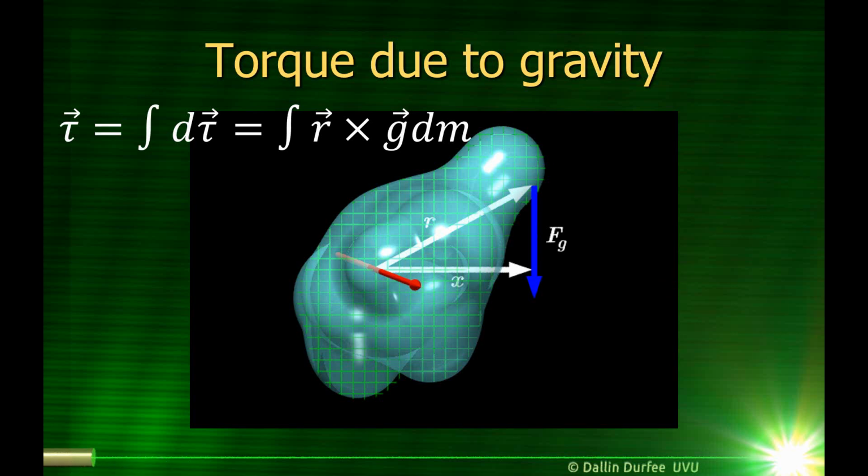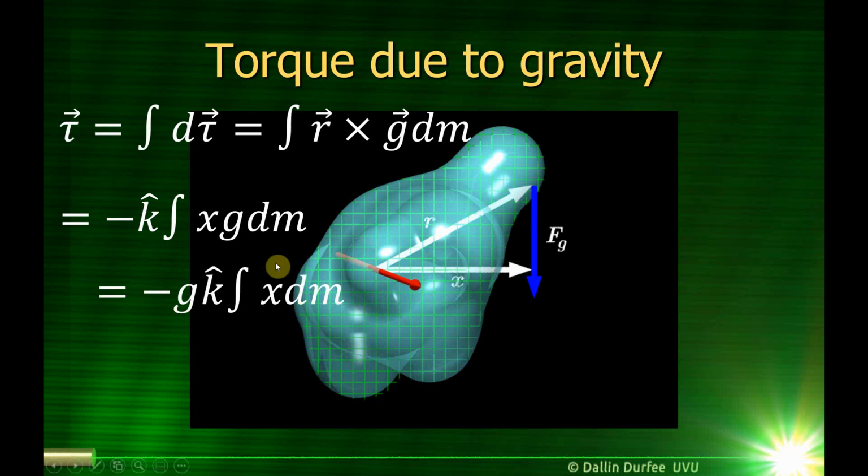Remember, we can find the magnitude of torque by r F sine theta, or just r perpendicular times the force. So the torque due to gravity from this piece produces a torque in the negative z direction, so I'll write negative k hat and then calculate the magnitude. The magnitude of the torque is just the perpendicular distance, which happens to be x, times g times dm. Notice g is a constant. It can come out of our integral, and what we're left with is the integral of x times a little bit of mass. And you know what that is?